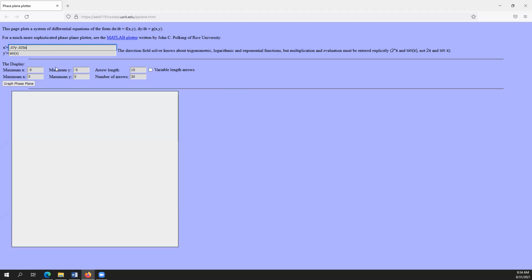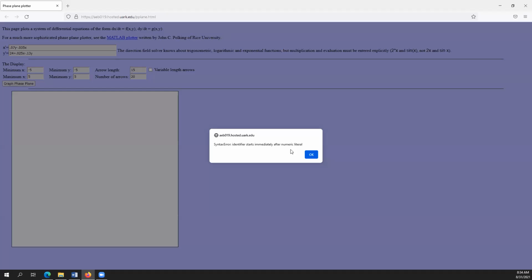So I don't know if that's big enough for you to see, but I typed my X prime equation in there, double checking it. And then my Y prime equation was 24, and then plus 0.025X minus 0.13Y. And I get a generic window of -5 to 5, an arrow length of 15, a number of arrows of 20, and then it says variable arrow length and whatever. I'm not paying attention to that.